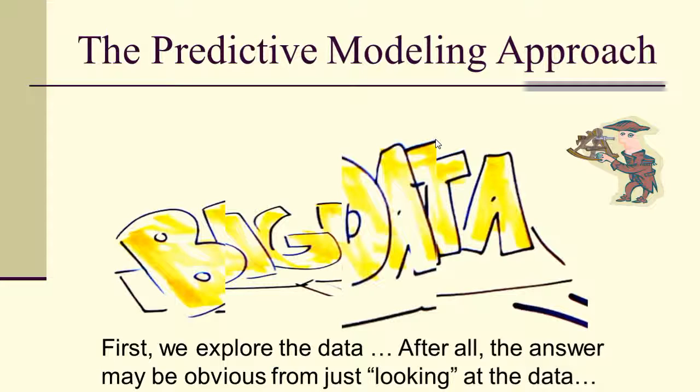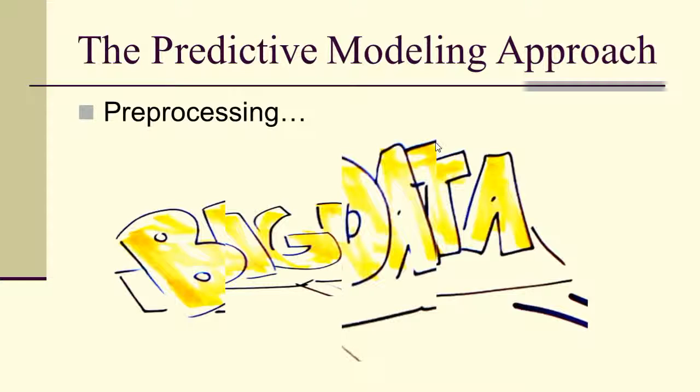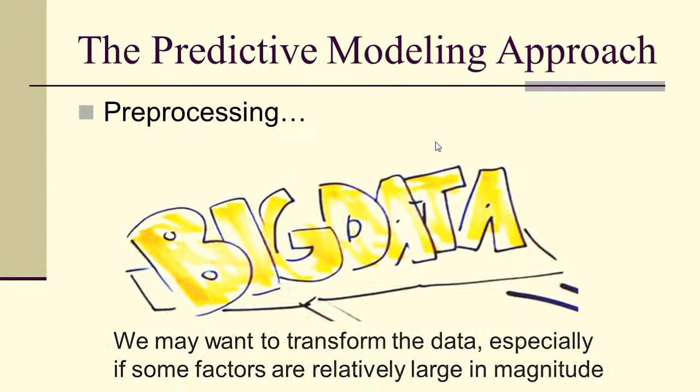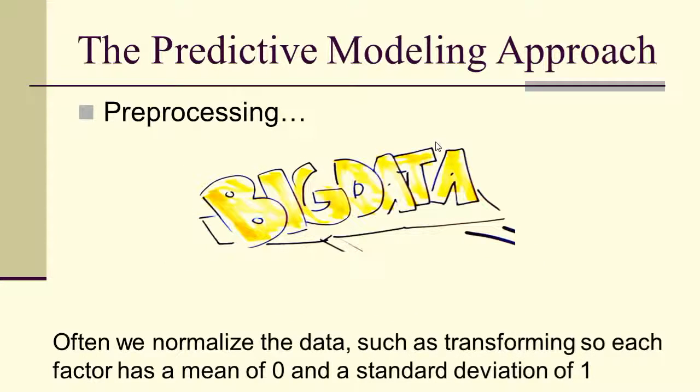If the answer is obvious just from looking at the data, there's really no need to go to a lot of effort to create models. Typically then there's some kind of pre-processing. We often don't use the data as is. We often run it through certain kinds of transformations. If some of the factors are very large, maybe we don't want them to be too dominant. Often we normalize the data so that each factor in the data has a mean of 0 and a standard deviation of 1. That's pretty typical.